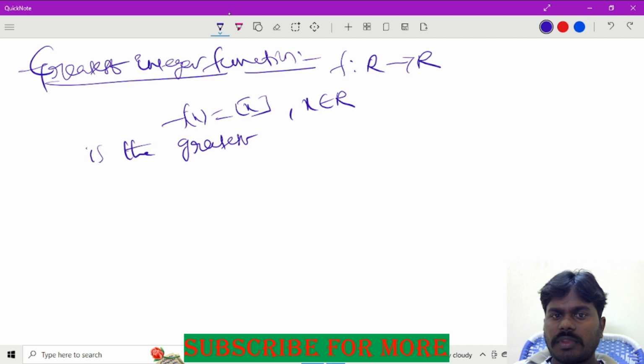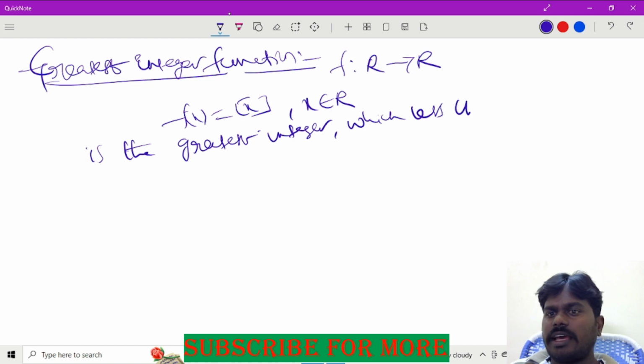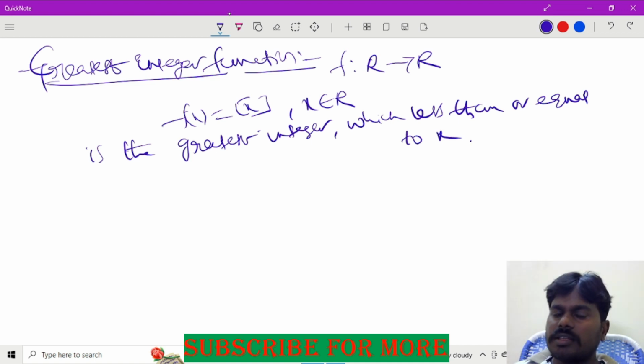So here the assumed value is the greatest integer which is less than or equal to x. Step x or box x gives the greatest integer value which is less than x or equal to x. Okay, so here we will see the examples.